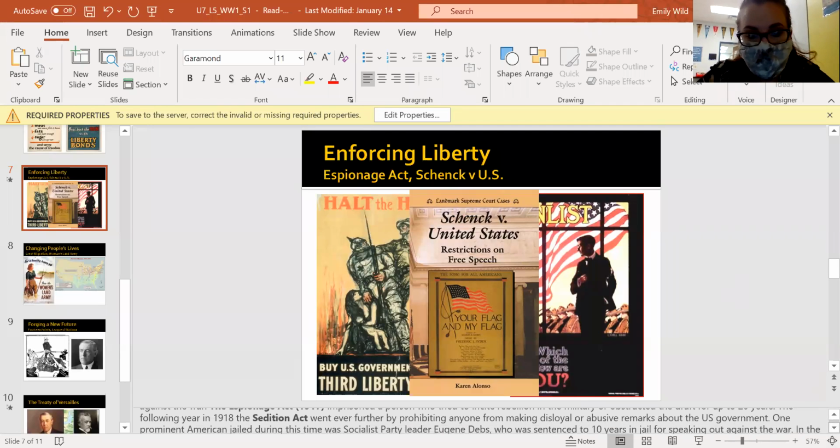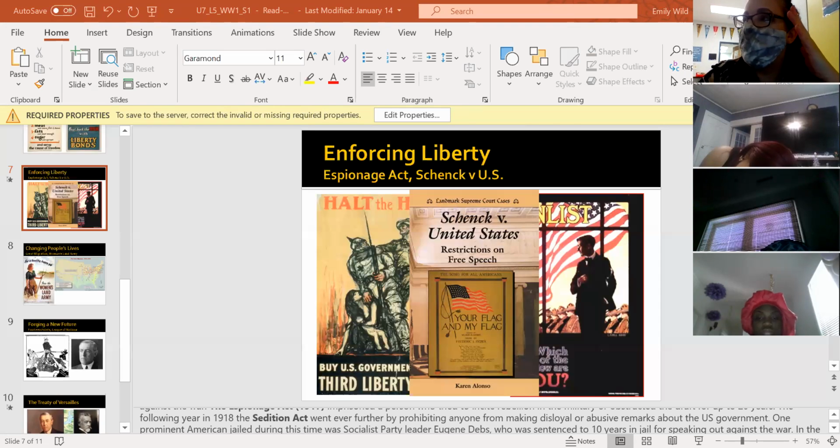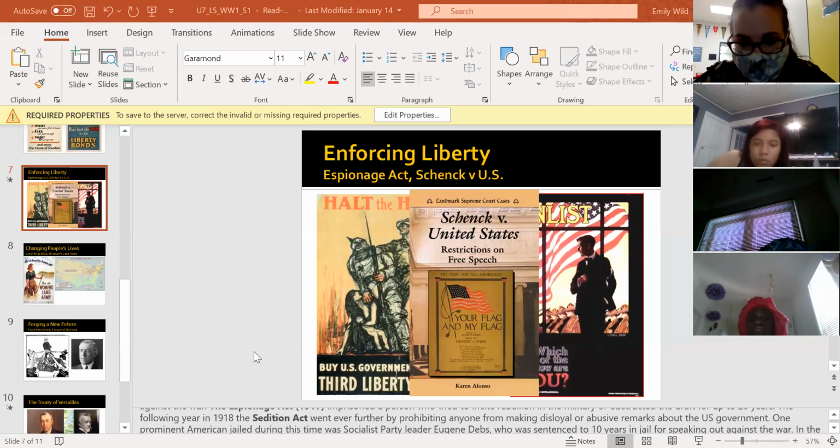The next act that you should know is the Sedition Act. I'm going to write that in the chat. The Sedition Act was passed in 1918 and went even further. It prohibited anybody from making disloyal remarks about the United States government. So again, it would be made illegal if people wrote negatively about the United States. That is the Sedition Act.